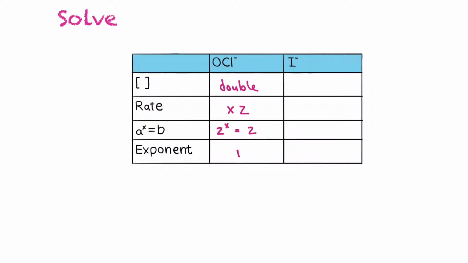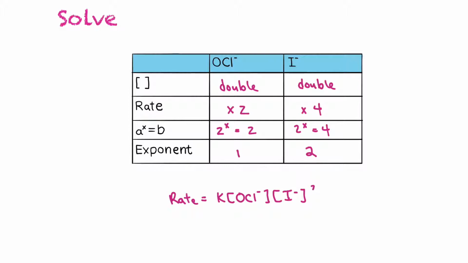The other one, if we double the concentration of iodide, the rate increases by 4. So if we apply the same rule, 2 to the X equals 4. Well, it must be 2 to the power of 2, so it's a second order reaction. So our rate expression would be rate equals K times the concentration of OCl minus, times the concentration of iodide to the power of 2. So this is to the power of 1. So that's our rate expression.